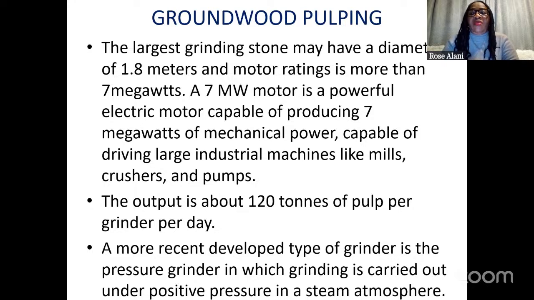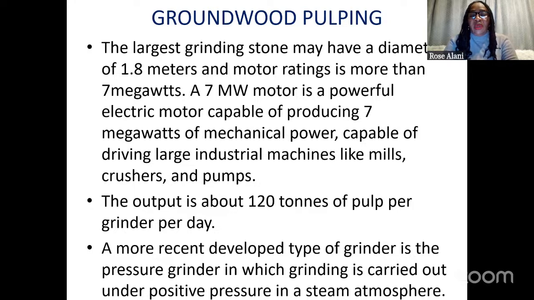So a 7 megawatt motor is a powerful electric motor, which is capable of driving industrial machines like mills, crushers, and pumps. So that is a type of motor that is used to drive the pulping mill. So the output is about 120 tons of paper per grinder per day, 120 tons.